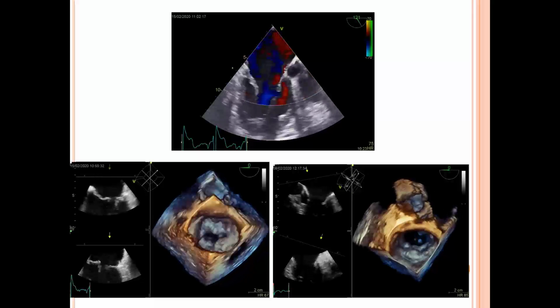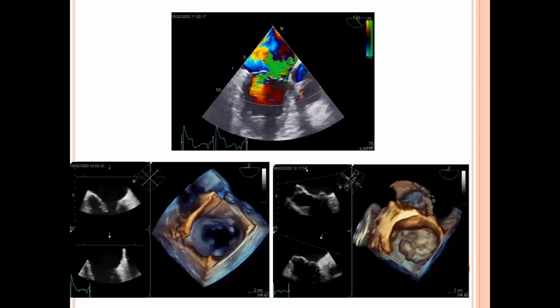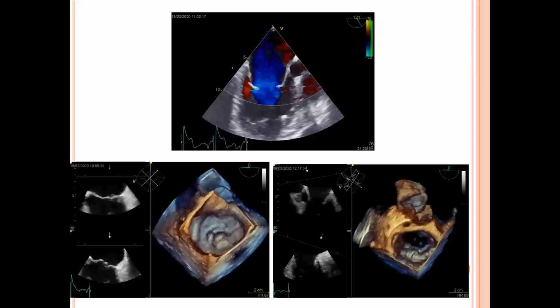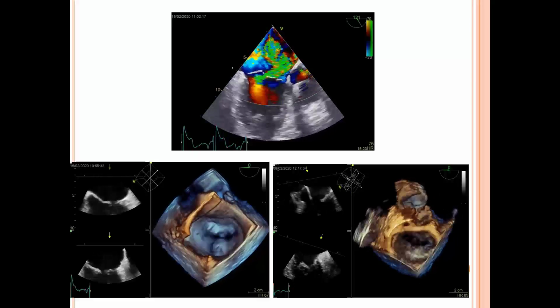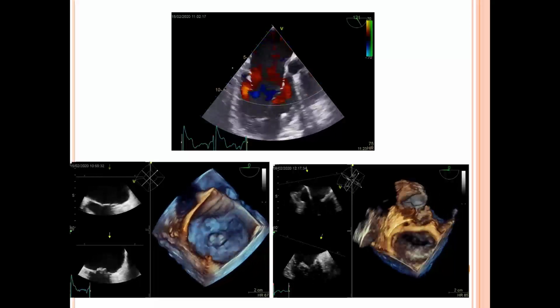As you can see here, this is a case of severe mitral regurgitation. Still, again, it is eccentric mitral regurgitation. And you can see that we're having severe posterior mitral valve prolapse, P1 and P2.